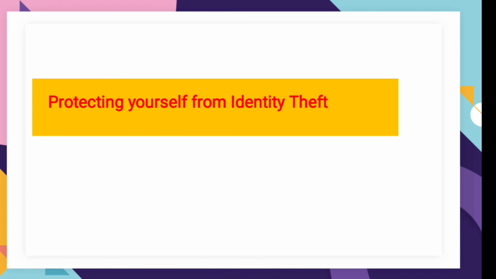Protecting yourself from identity theft. The internet has changed our lives in many positive ways, but it also has a dark side. People rely on the internet to create, store, and manage their critical information. So it is important to take measures to protect or safeguard your information from loss, damage, or misuse.